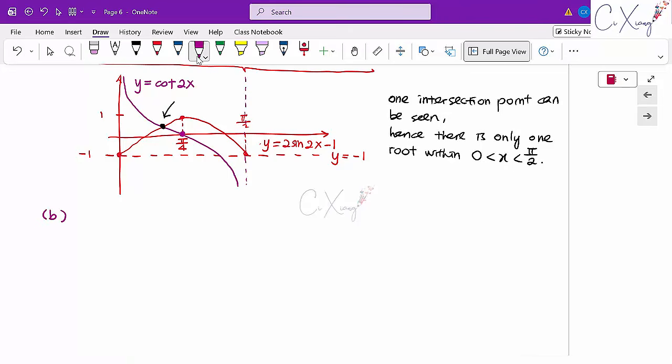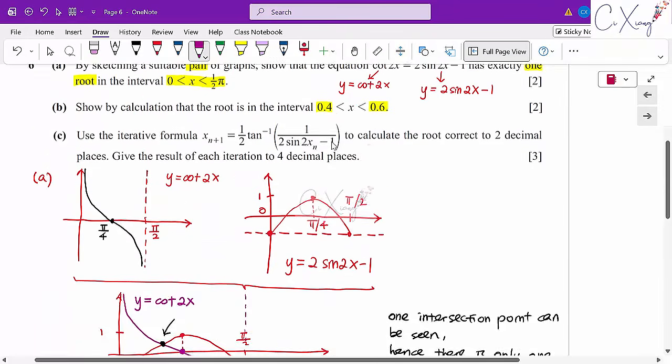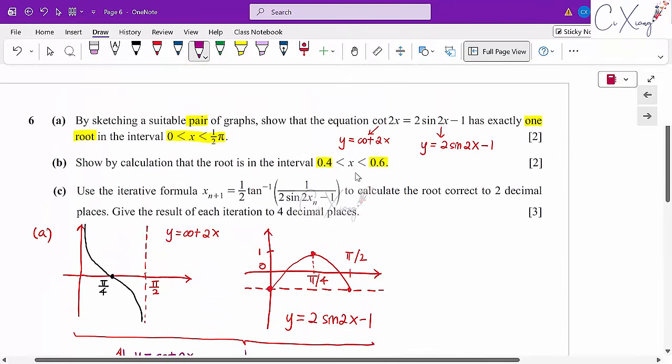So my original equation is this one. Our original equation is cotangent 2x equals 2 sine 2x minus 1. Then for me, usually for this kind of question, I'm using the sign change method, right?